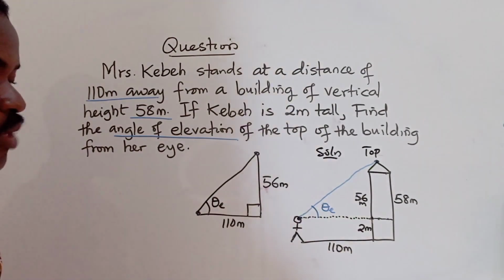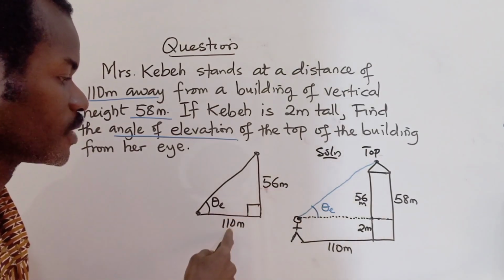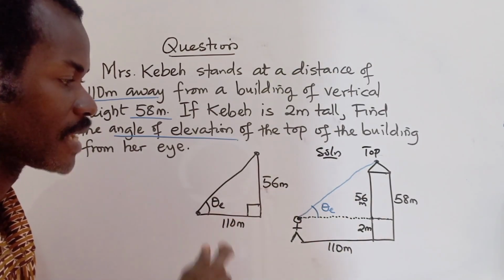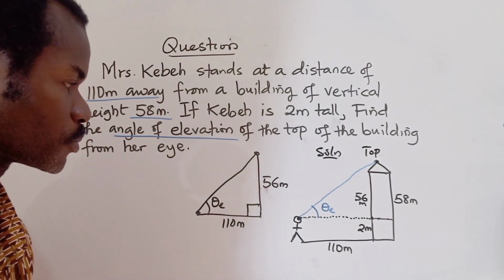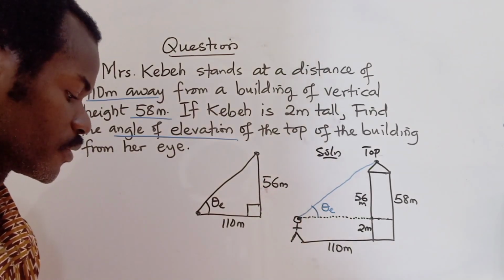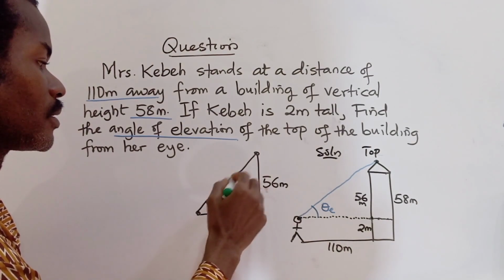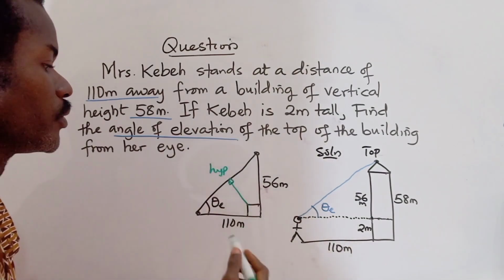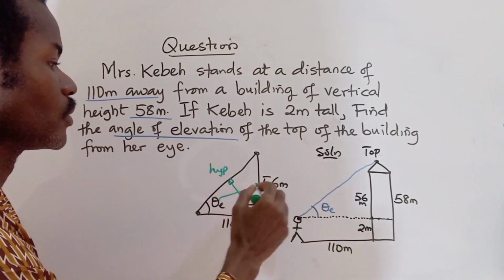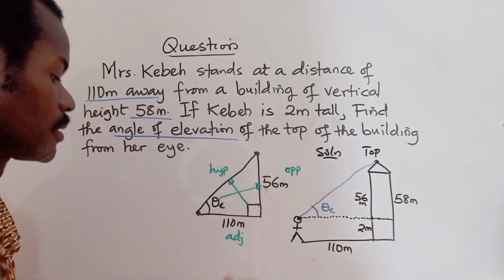So with this, you can see we have a right angle triangle. Since we have these two sides known and we are looking for this angle, we can apply SOHCAHTOA. But let's try to label the sides. This side is always called the hypotenuse, which is opposite the 90 degrees. This side is what we call the opposite, and the remaining side is the adjacent.